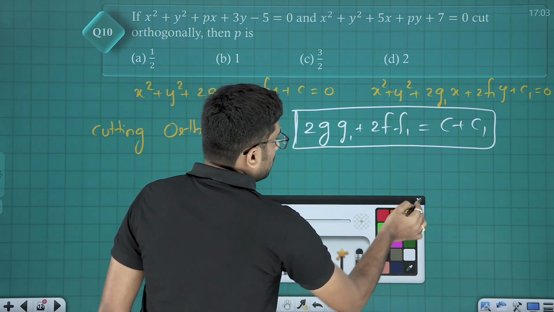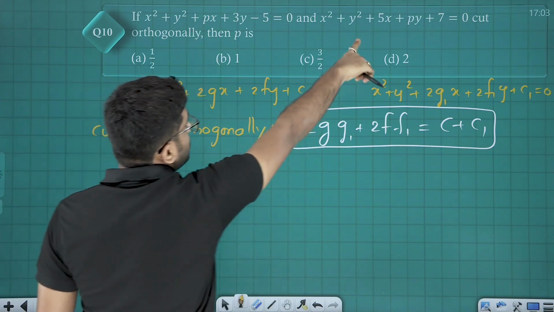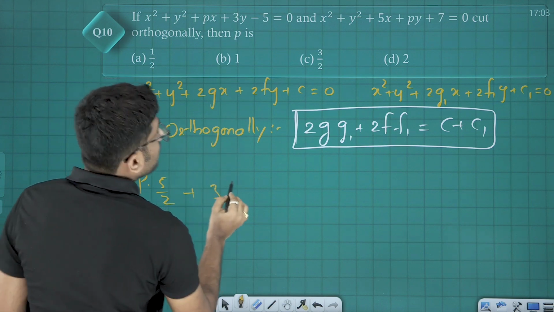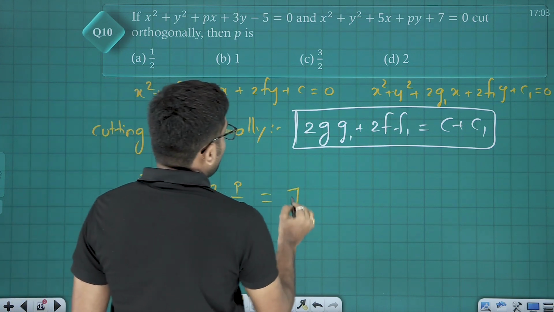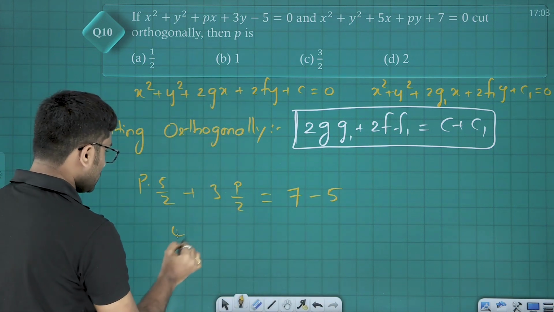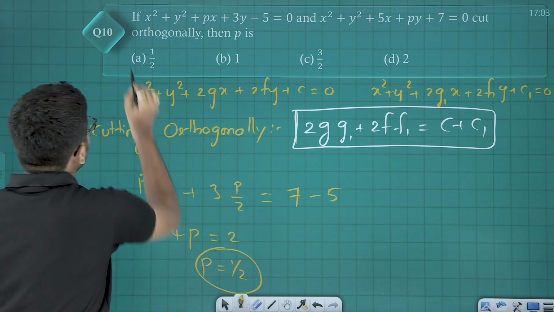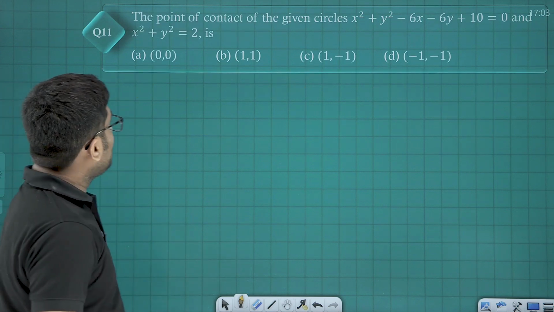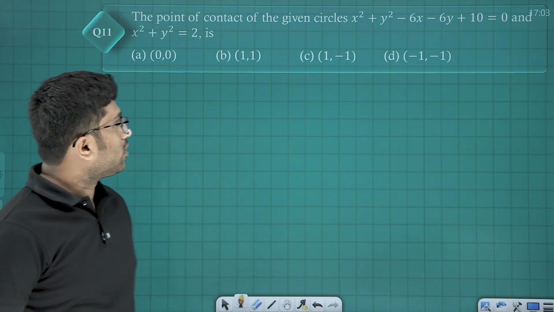So let's see, what is 2gg dash? 2g here is p into g is 5 by 2, plus 2f is 3 here into p by 2, is equal to 7 minus 5. So 5p by 2 plus 3p by 2, 8p by 2, which is 4p, is equal to 2, so p is equal to 1 by 2. Option A. Next question. The point of contact of the given circles.